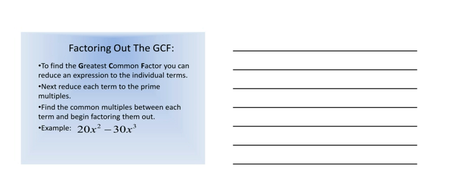As an example, we have 20x squared minus 30x to the third. Let's copy it over. So 20x squared minus 30x to the third. Okay, and let's split this up for reference to make it look a little bit easier. So let's look at the first term, 20x squared. And in this case, let's take the 20 and look at just the 20 for the meanwhile.